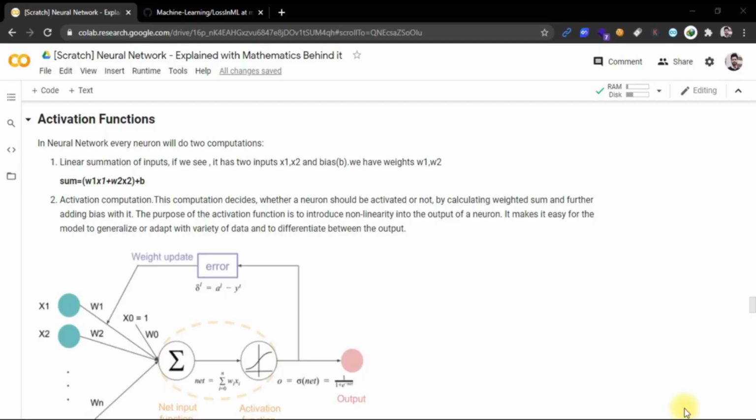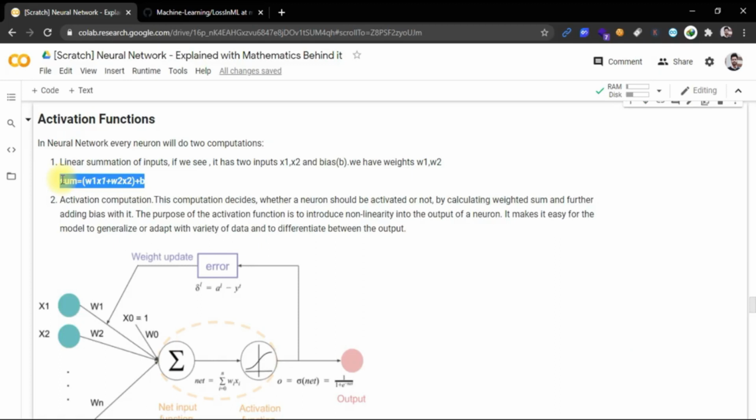So in a neural network, as you know, the brain neurons are the replicas of the neural network. Every neuron will do two computations. The first is the linear summation of the inputs. If you have two inputs, x1 and x2, with the weights w1 and w2 and with the bias b, the summation occurs as w1 into x1 plus w2 into x2 plus bias. In this way the summation of inputs can be done.